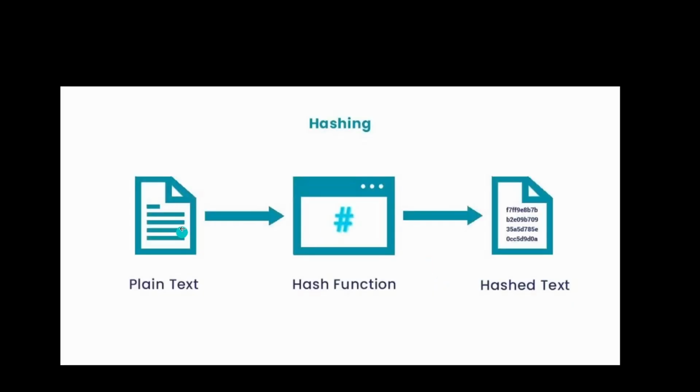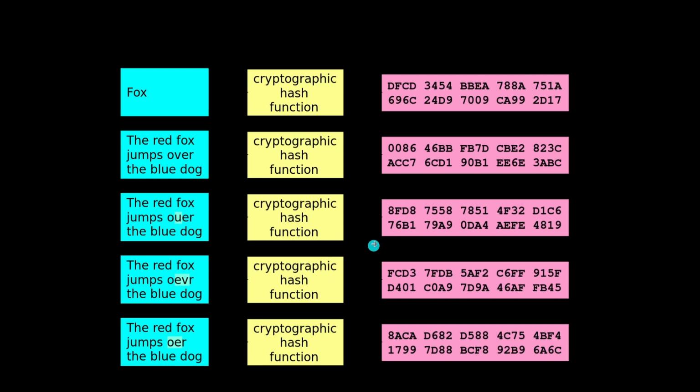So basically, instead of storing the passwords in plain text form, they are put through a one-way hash function before being stored in the database. So in this picture, you can see the plain text gets into a hash function. There are various kinds of hash functions. We'll see them later, and it gets transformed into a hash text. And when a user tries to log in with their password, the same method is followed. So now let me give some examples.